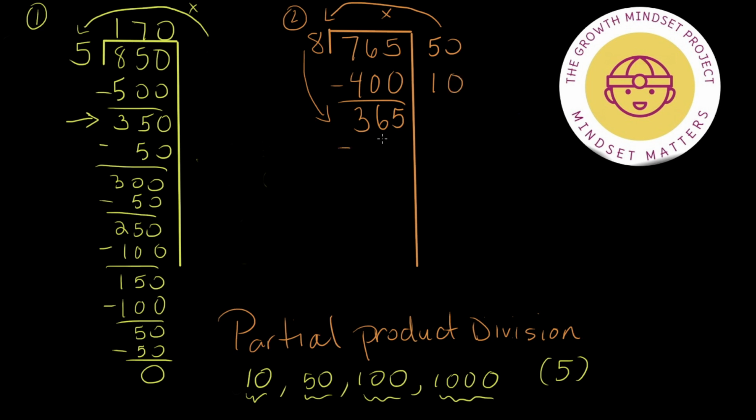10 times 8 is 80. Okay, that's going to give us 285. Let's see if we can do 20. If 10 was 80, so we know 20 will be 160. That's going to give us 125. Let's keep going. Let's do another 10. That's going to be 80.